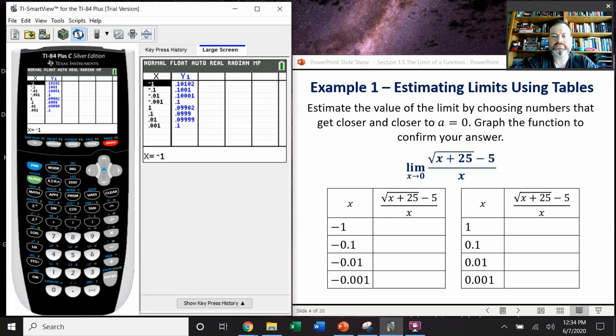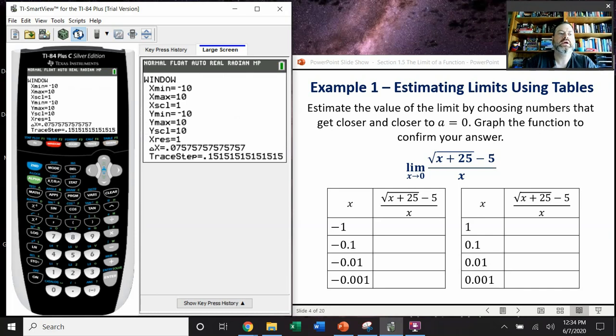So maybe we should change the window, right? So what's the easiest way to change the window? So the way I suggest that you do it is you just look at the function and say, what is a reasonable domain for this thing? Well, we can see here that x is not allowed to be less than negative 25. So let's put negative 25 in over here. Yep, almost did it again. It's got to be negative. There we go.